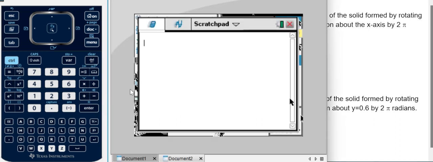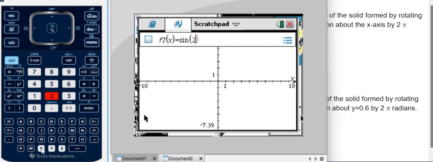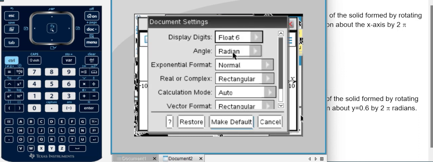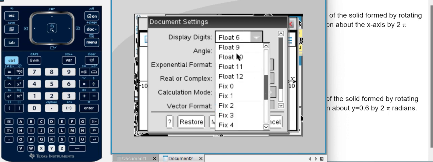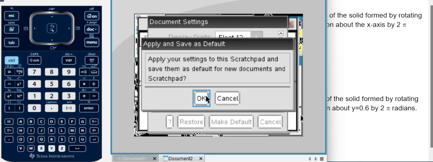So in order to find the intersection, I need to put in the function. So f1 in this case is my sine. So make sure you put in sine, and then in here you put in 2x. And then make sure that the angle here is radian. If this is not radian, please make sure you change it to radian using the document setting. If you go to document setting, you can change the angle to radian. And this is float of 6 values. In fact, I can increase it to float 12, and then make this as default, for example, say okay.